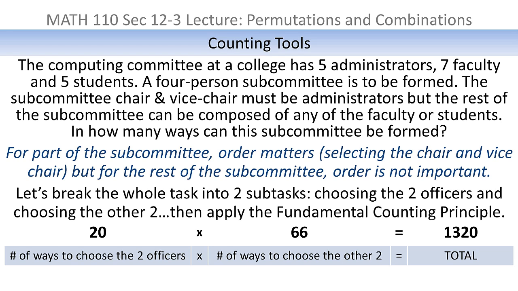So using the fundamental counting principle and the formula for permutations and the formula for combinations all in the same problem, you find out that that subcommittee can be formed in 1,320 different ways.